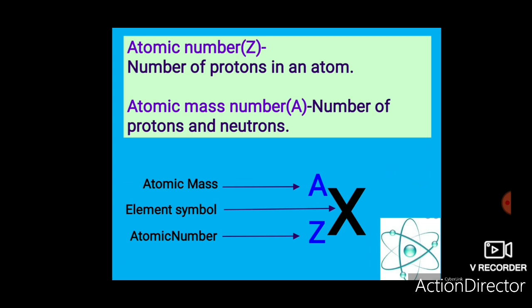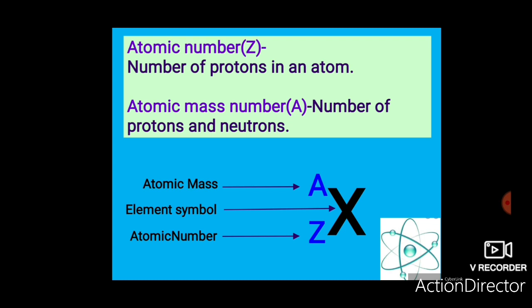What is atomic number and atomic mass number? Atomic number: the number of protons in an atom is called the atomic number. The atomic number is denoted by the capital letter Z. Atomic mass number: the number of protons and neutrons together is called the atomic mass number. The atomic mass number is denoted by the capital letter A.